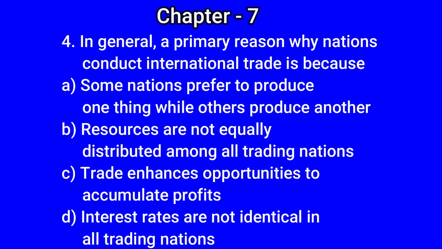Question number 4. In general, a primary reason why nations conduct international trade is because A. Some nations prefer to produce one thing while others produce another. B. Resources are not equally distributed among all trading nations. C. Trade enhances opportunities to accumulate profits. D. Interest rates are not identical in all trading nations. The correct answer is B. Resources are not equally distributed among all trading nations.